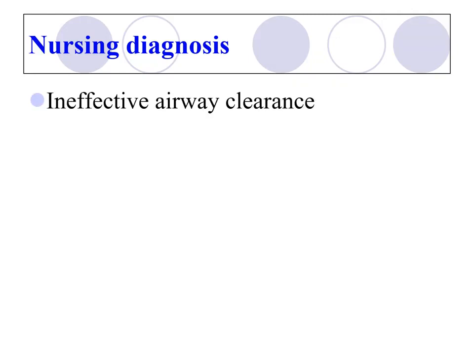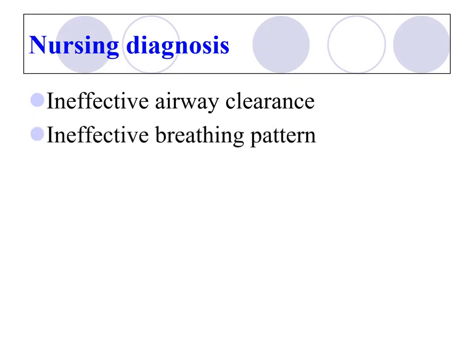The nursing diagnosis for the respiratory system, here we have ineffective airway clearance, when there is any effect in the passage of the air through the airway. Ineffective breathing pattern, when there is a change in the pattern and mode of breathing. Impaired gas exchange, which occurs in the alveoli, between the external respiration and internal respiration.